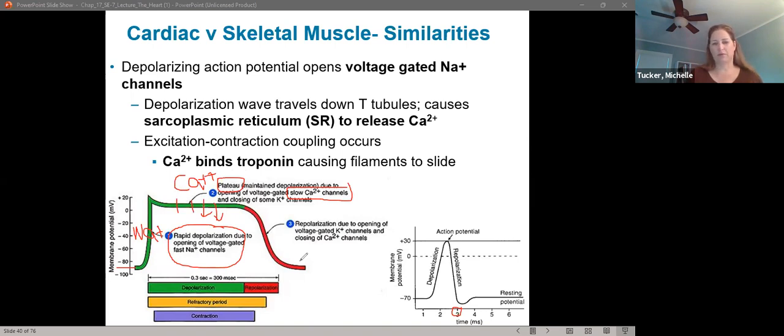Then we have repolarization with voltage-gated potassium channels. So repolarization is usually under the realm of potassium. Fast-acting sodium channels are going to depolarize. Slow calcium is going to maintain that plateau. And then voltage-gated potassium will repolarize that cell.